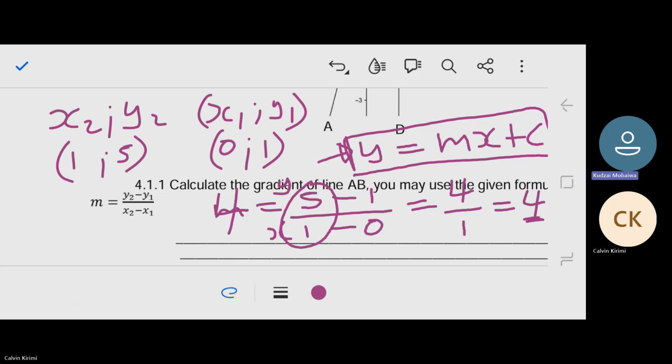By the way, sir, did you say we solve for y or we write it in standard form?